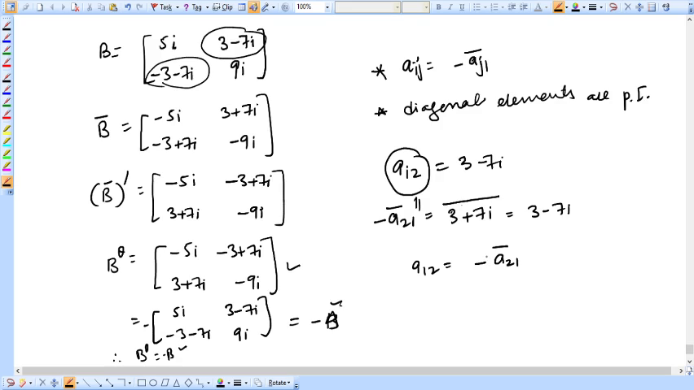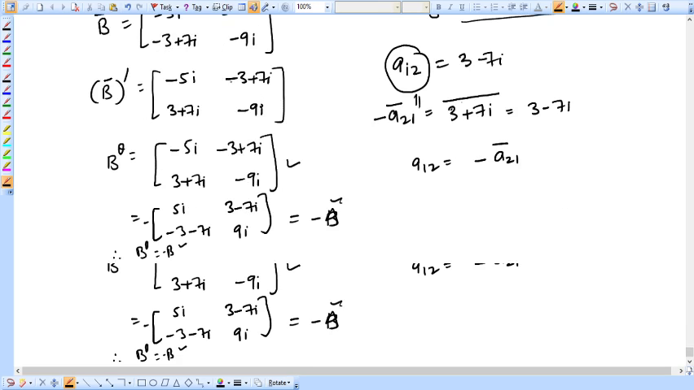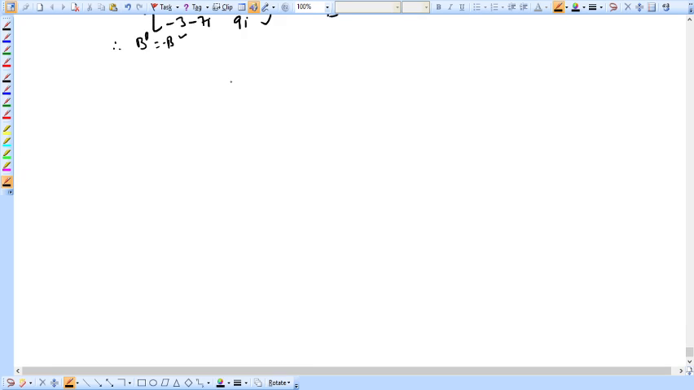So this is always true for the Skew Hermitian matrix. Secondly, you see, diagonal elements are purely imaginary. See, these two are the diagonal, they are purely imaginary. As you know, there is no real part present here, so we can say these two elements are purely imaginary. So these were the two properties I told you earlier. So this is the illustration of properties of Skew Hermitian matrix. I'm going to write some properties for you. I just want you to do it by yourself.